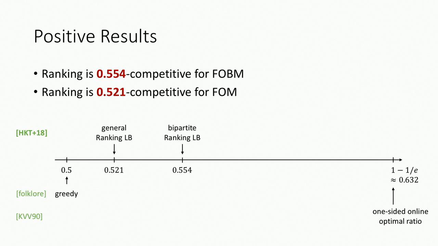The short answer is that ranking works, in the sense that it beats 1/2. For bipartite graphs, we show that it's 0.554 competitive. For general graphs, we show that it's 0.521 competitive. The exact numbers are not super important to memorize here, but just get the message that they are greater than 1/2, pretty far away from 1 minus 1 over e. Also, the best ratio that we get for bipartite graphs is much better than the ratio that we get for general graphs. So in a way, bipartite graphs are much easier, at least as far as our techniques go.